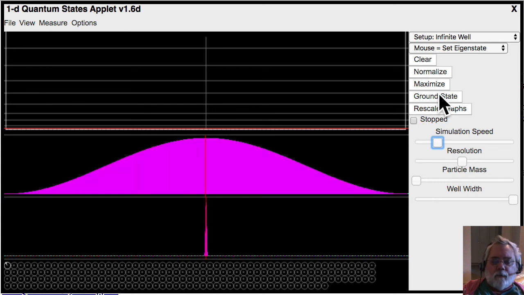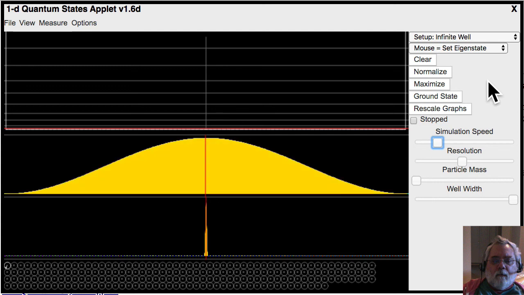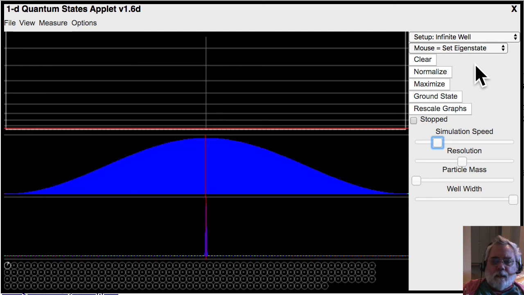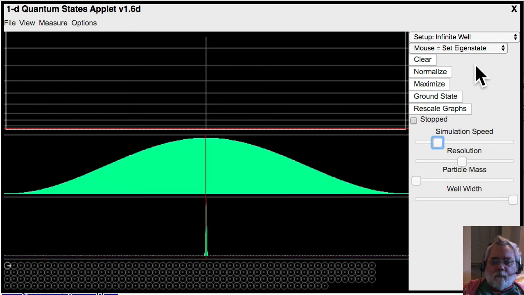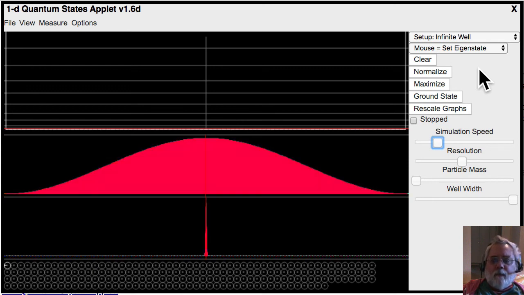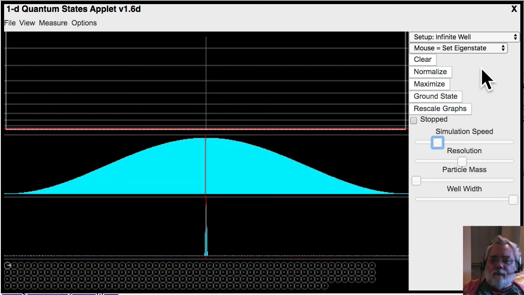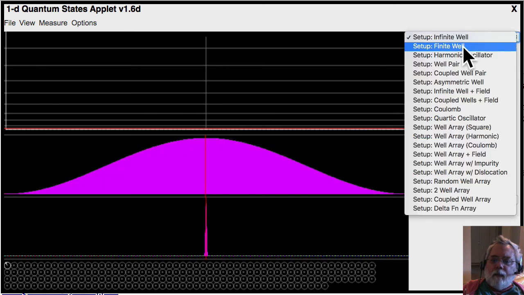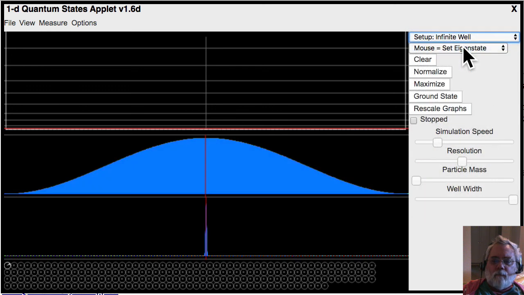Okay, I encourage you to play with this, get a feel for superposition states and for energy eigenfunctions, a nice graphical feel that you can get to a limited extent with equations and graphing, but the simulation is really helpful. Now I'm going to do one other thing. I'm going to go to finite well.